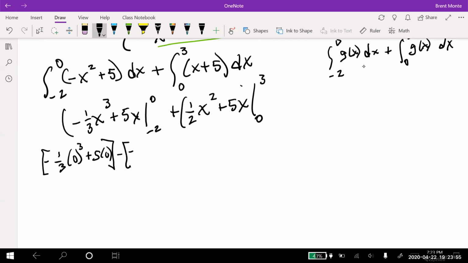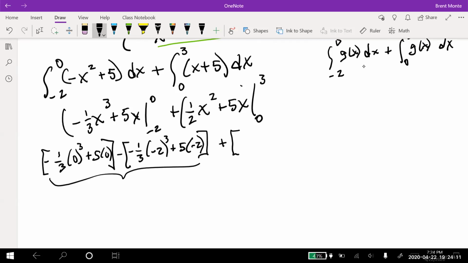Now I plug in the -2. -1/3 times -2 cubed plus 5 times -2. And that whole thing, that's my first piece. And then I go plus, and then I do the second one. And I do that similarly. So now I've got the 1/2 x squared, plug in the 3, plus 5 times 3, minus, and then I plug in the 0. 1/2 times 0 squared, plus 5 times 0.